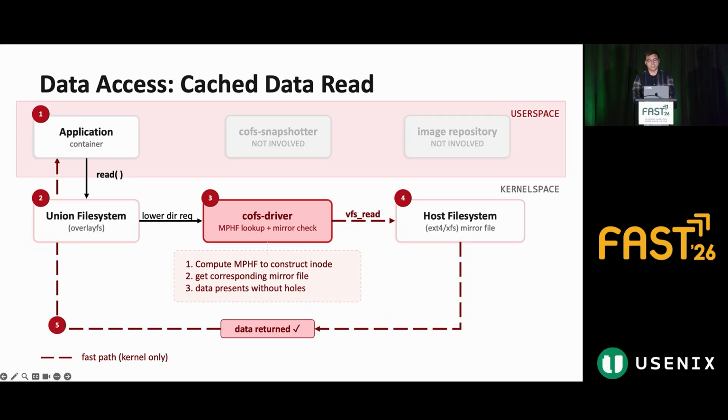And here is the fast path. This is designed for the cached data read. The request will still flow from the application in a container through the union file system to the CoFS driver. This time, we will check for the cached mirror file, and that will return a valid mirror file pointer. So when all the requested data is in the mirror file without any hole, the driver will directly read the mirror file through the host file system.